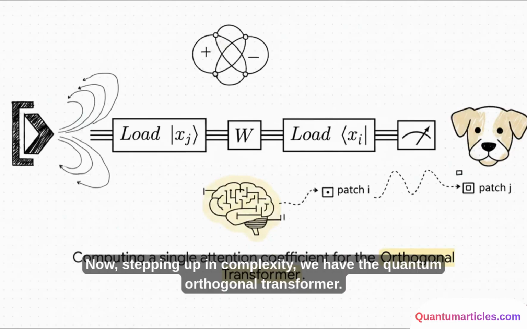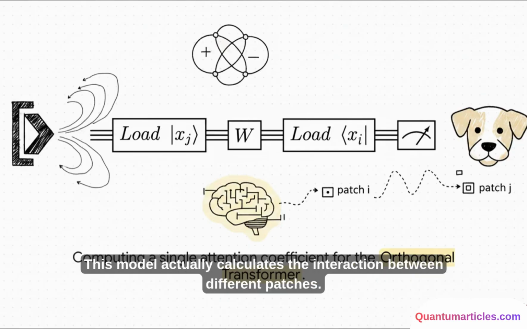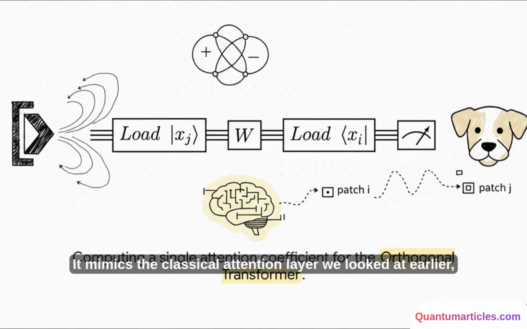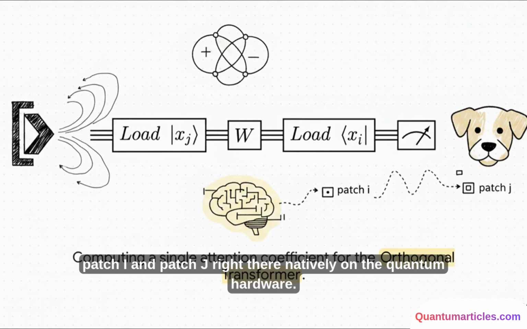Now, stepping up in complexity, we have the quantum orthogonal transformer. This model actually calculates the interaction between different patches. It mimics the classical attention layer we looked at earlier, but it does it utilizing Hamming weight-preserving quantum circuits, meaning it computes the attention coefficient between patch I and patch J right there natively on the quantum hardware.